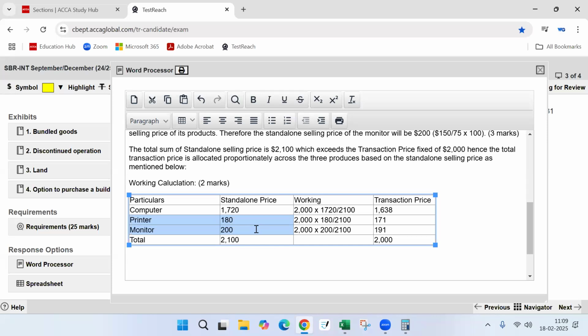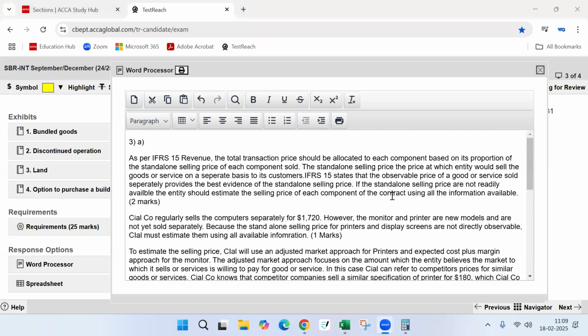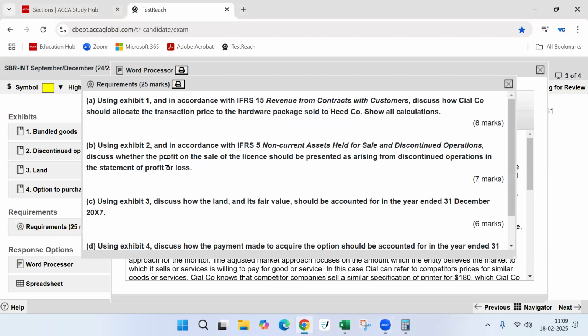And what is the estimated approach? Either cost plus margin or market approach. Right? Understood? So without allocating the transaction price to the individual products, you cannot recognize revenue. You understand? Is this clear? Any questions? Right. So look at the next requirement using Exhibit 1.